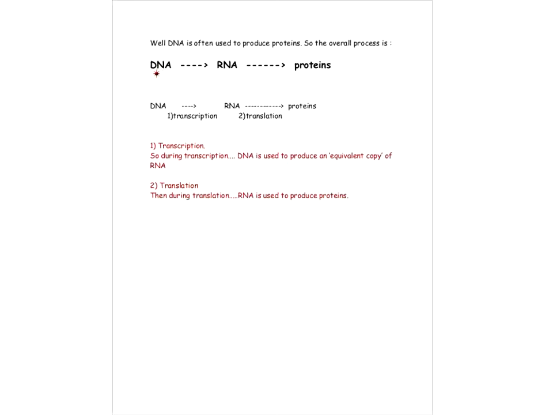So the overall process is taking DNA to produce RNA, and then RNA is used to produce proteins. The step where we go from DNA to RNA is called transcription. And the step where we go from RNA to produce proteins is called translation. So during transcription, DNA is used to produce an equivalent copy of RNA. So, transcription and translation.